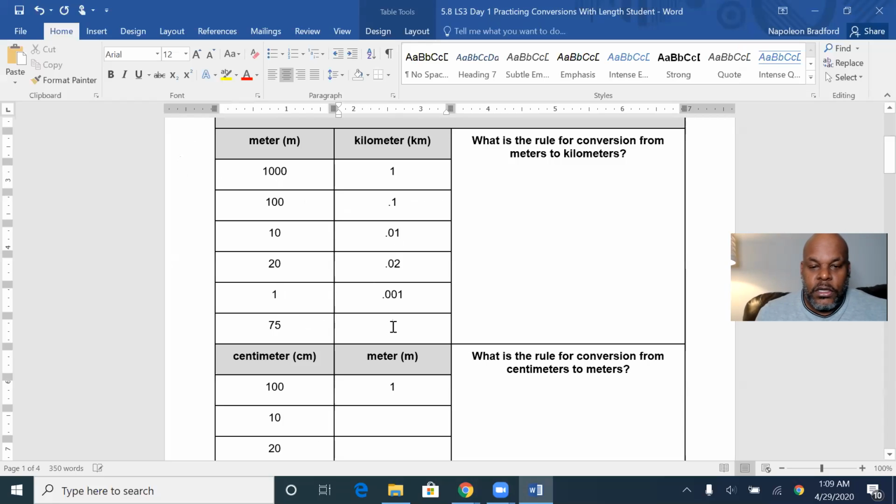All right. What about 75? Anybody want to take a guess? If 10 meters was 1/10 and 20 meters was 2/10, if 10 meters was 100th and 20 meters was 200ths, what do you think 75 meters is going to be? I'm going to guess and say 75 thousandths. Let's test it out. You ready?